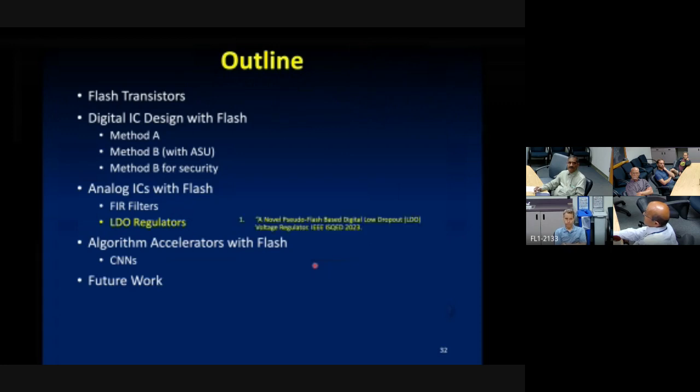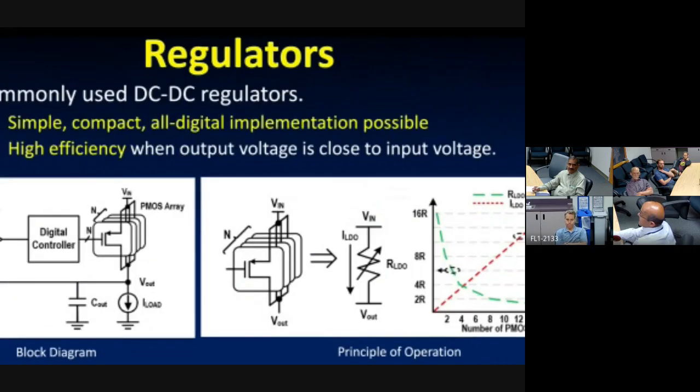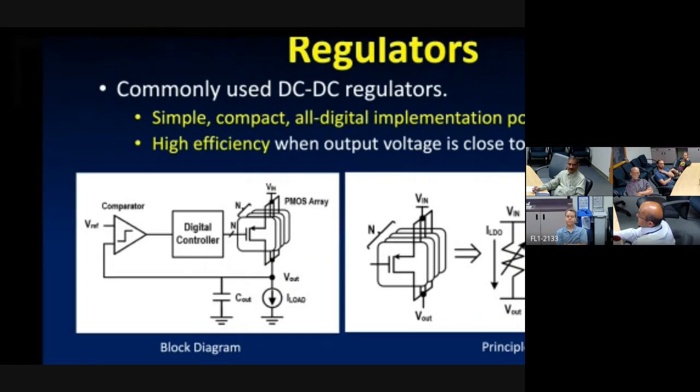Then we'll talk a little bit about regulators. This is among the kinds of regulators that you have for DC to DC conversion. This is something called a low dropout LDO voltage regulator, commonly used for DC to DC applications. Very simple, very compact, and amenable to all-digital implementation, which makes it popular. So the idea is something like this. You have the regulator that has an input voltage V in. This is its output voltage V out feeding the load.